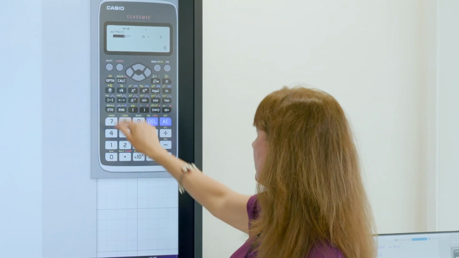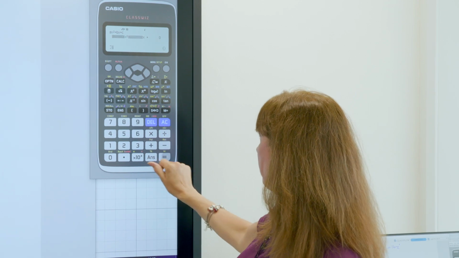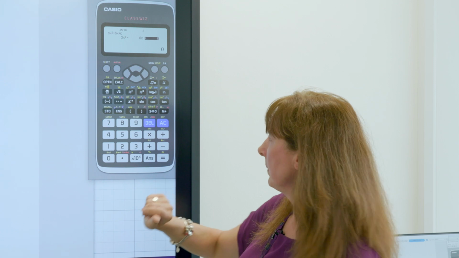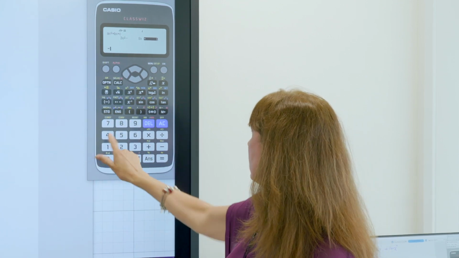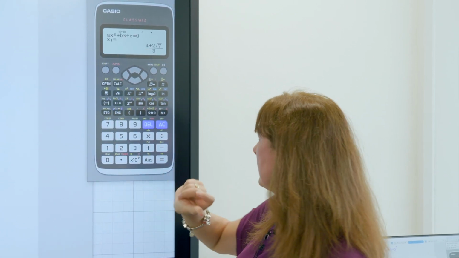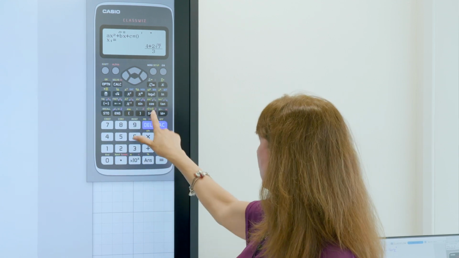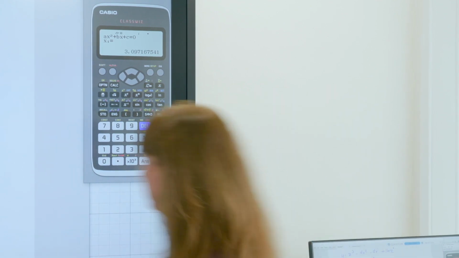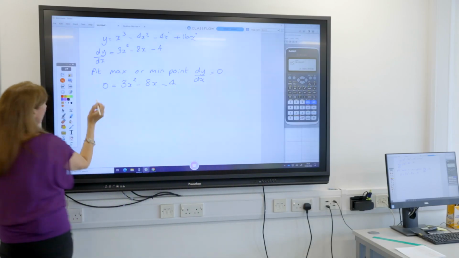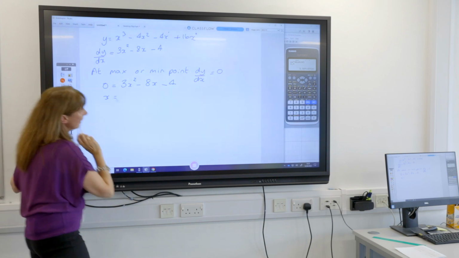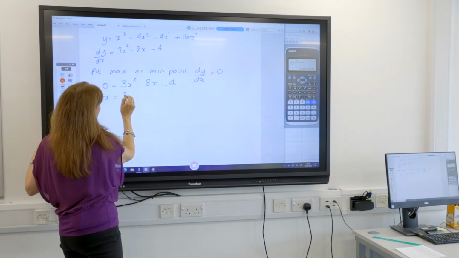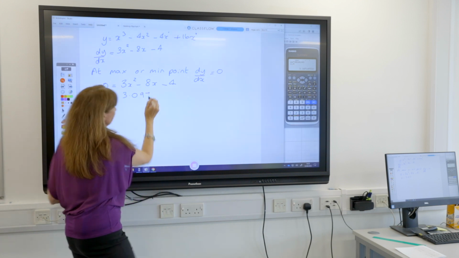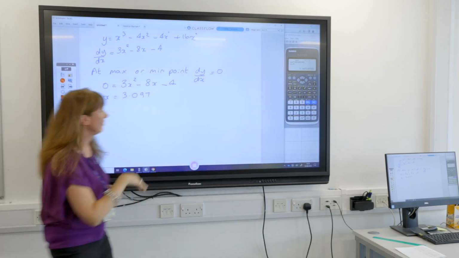So there's a 3 in front of the x squared, so I'm typing in 3. There's a minus 8 in front of the x, typing minus 8, and we've got a negative 4 at the end. And I press equals, and that's our first value. Press your S-D button just like your GCSE calculator, and we've got it as a decimal. So one of our solutions then is x equals 3.097. Is that right? I can't see it with a reflection.